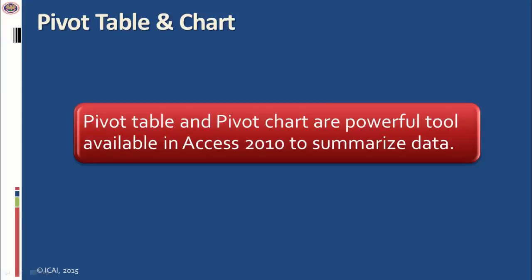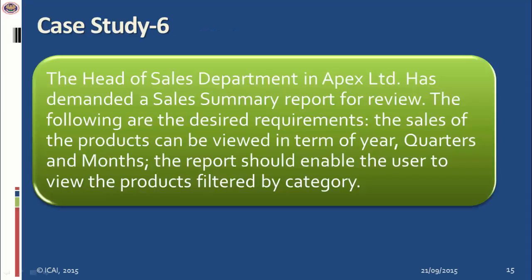Next is the pivot table and chart. Pivot table and pivot chart are the most powerful tools used to summarize data, available in Access 2010. Case study number 6 on a pivot table. The head of the sales department in Apex Limited has demanded a sales summary report for review. The following are the desired requirements. The sales of the product can be viewed in terms of year, quarter, and month. The report should enable the user to view the product filtered by the category.